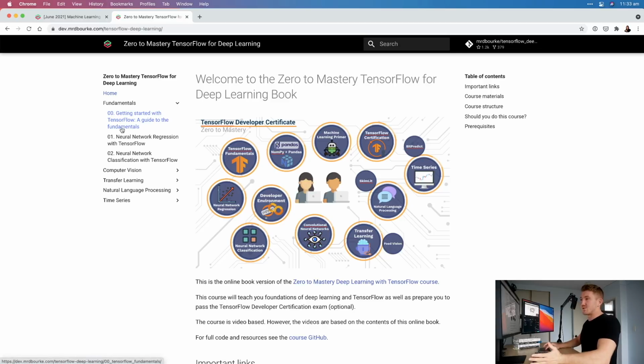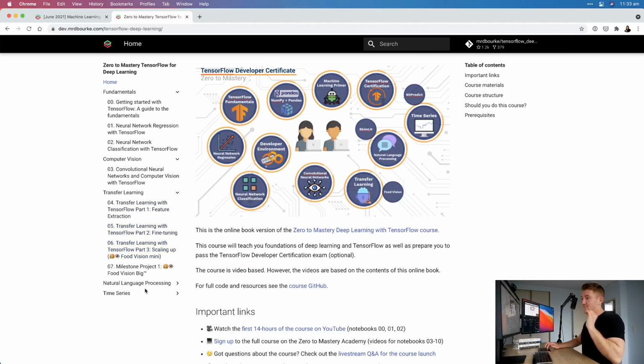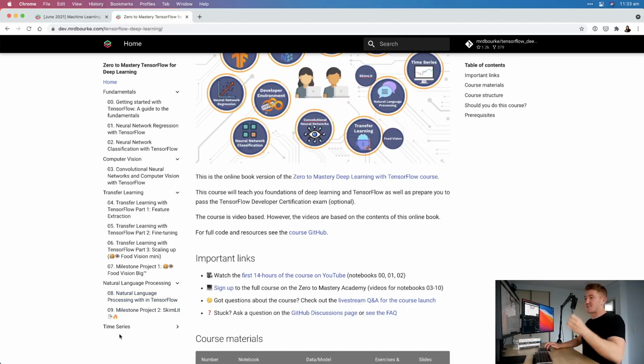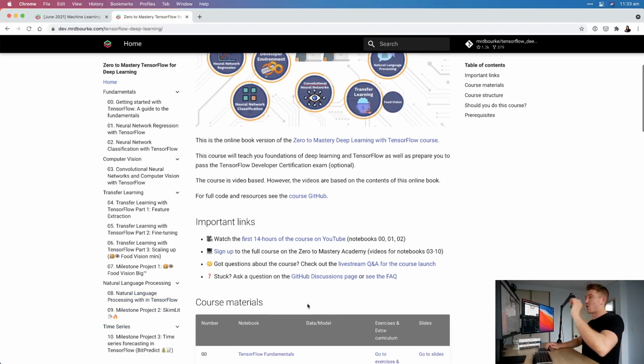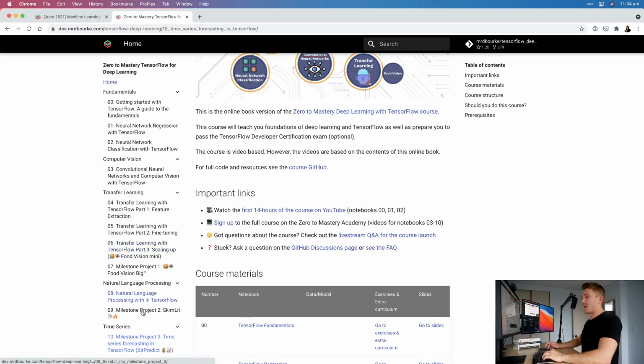We have 00, 01, 02, they're the fundamentals. Then we have notebooks on computer vision, transfer learning, a massive important technology in deep learning, natural language processing, and finally, the time series notebook. Beautiful. Go to learntensorflow.io. It'll redirect you to here.